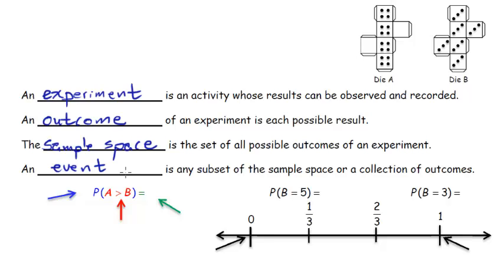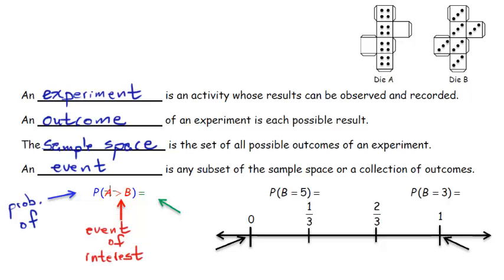So I want to now look at this notation that we have down here. So in blue here, I have P open parentheses, close parentheses. So this stands for the probability of. Then inside the parentheses in red here, I have A greater than B. So what's inside my parentheses is going to be the event of interest.